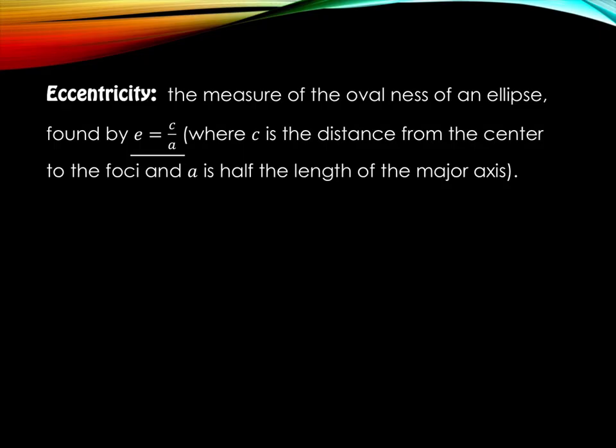And please note that the way it's being described is half the length of the major axis. So it's not necessarily the a that I called a, which is always along the x-axis. It's the major axis length. So in our first picture, the e would have been c over a, but in the second graph, it would have been c over b, because b was half the length of the major axis. Okay, so it's either c over a or c over b, depending on whichever one's the major axis.